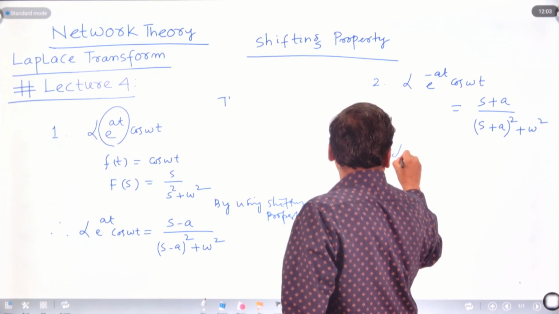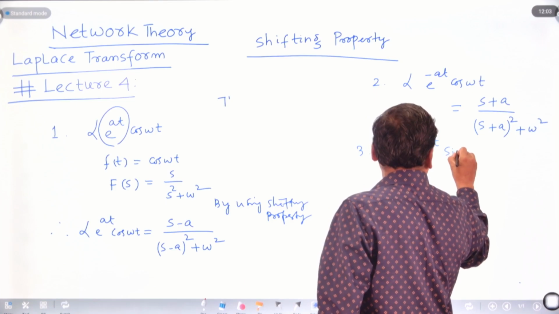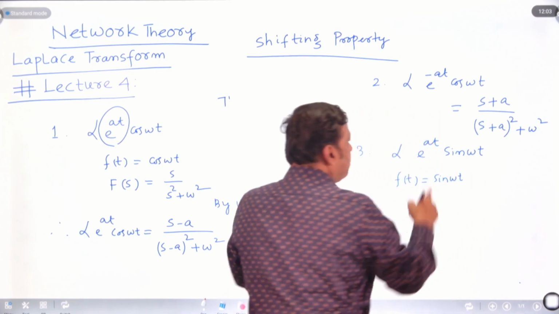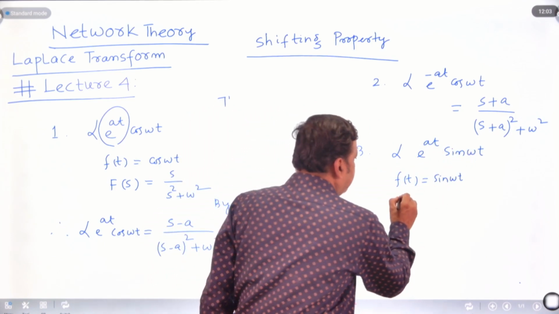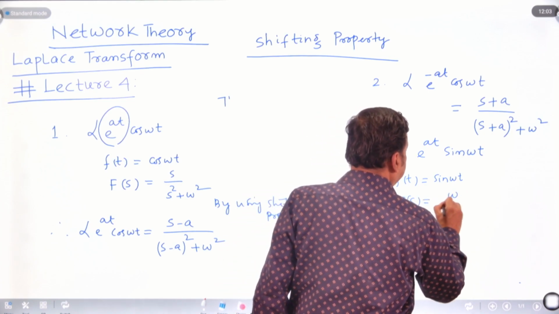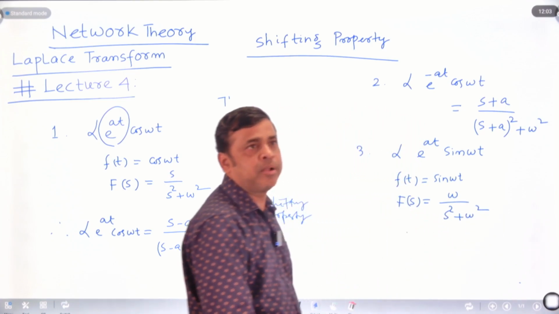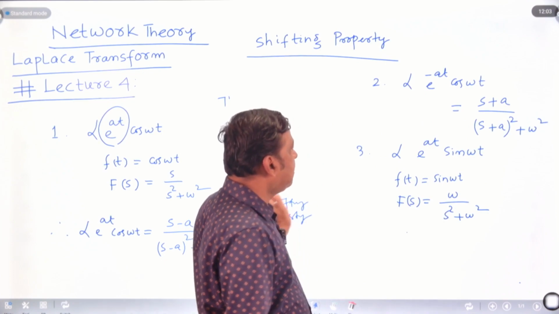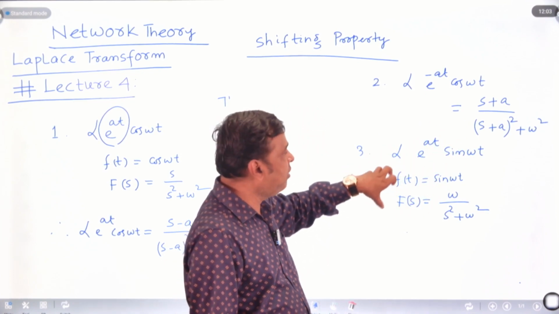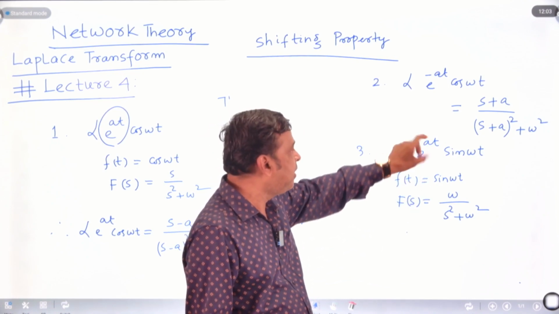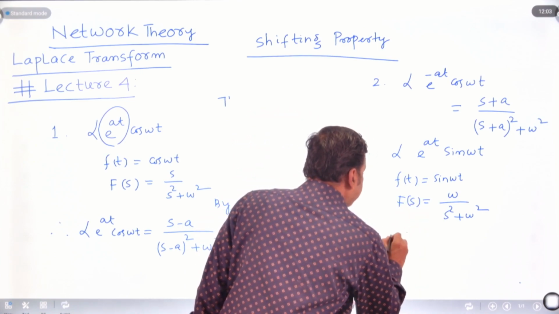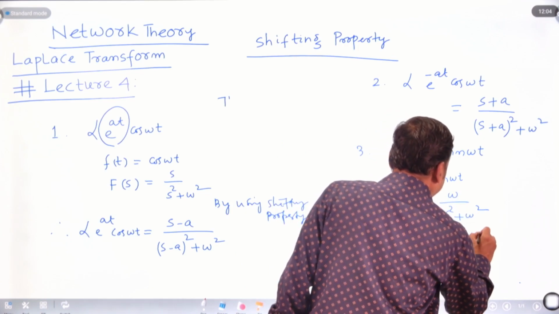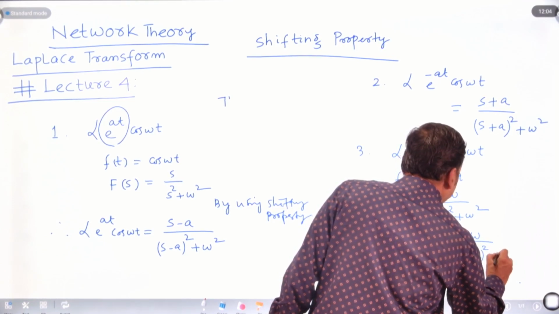Number 3, the Laplace transform of e to the power at sin omega t. Here f of t is sin omega t, and f of s is omega divided by s square plus omega square. In the case of sin omega t and cos omega t, the denominator is s square plus omega square. In the case of sine, the numerator must be omega; in the case of cos, the numerator must be s. Since e to the power at is multiplied, the function shifts from f of s to f of s minus a because a is positive. So the Laplace transform of e to the power at sin omega t is omega divided by s minus a whole square plus omega square.